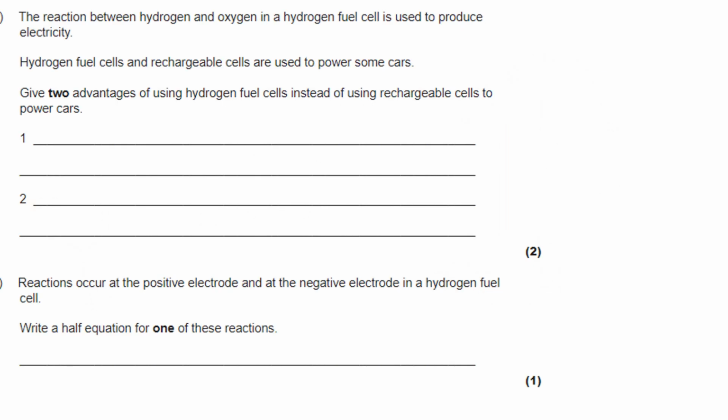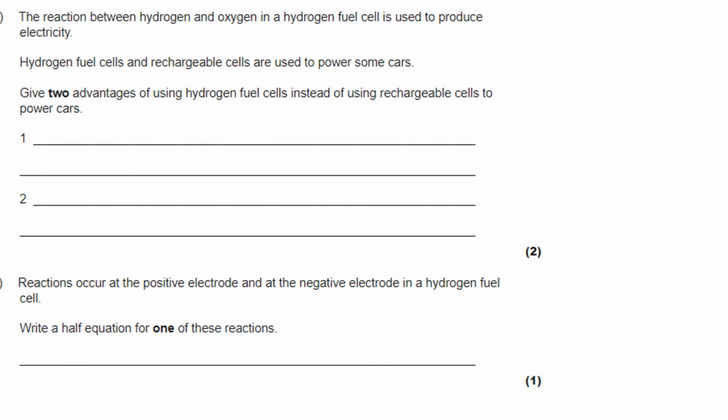The reaction between hydrogen and oxygen in a fuel cell was used to produce electricity. That's the electrons we saw going up through the lamp. Hydrogen fuel cells and rechargeable cells are used to power some cars, give two advantages. So what were two of the advantages of the hydrogen fuel cells? Again, we got to think about this.